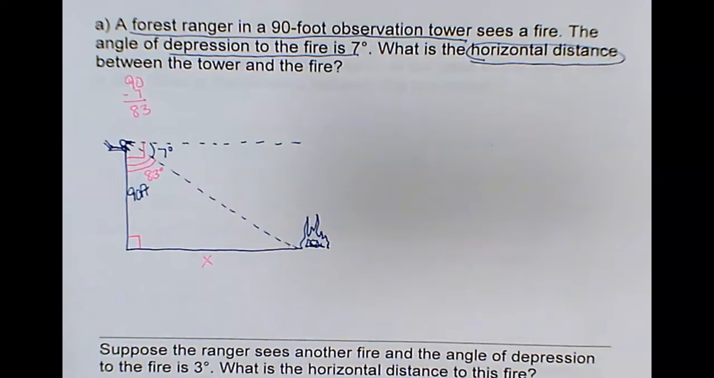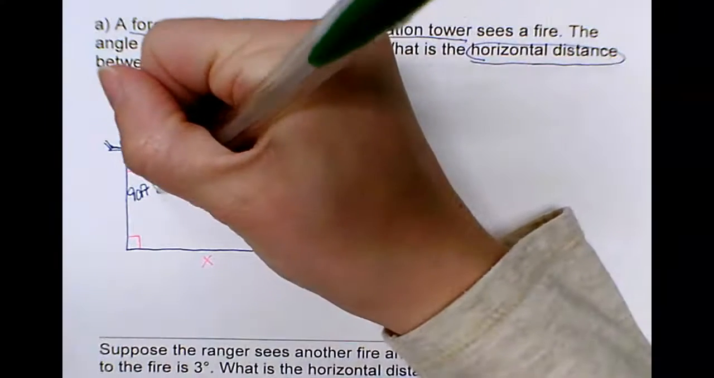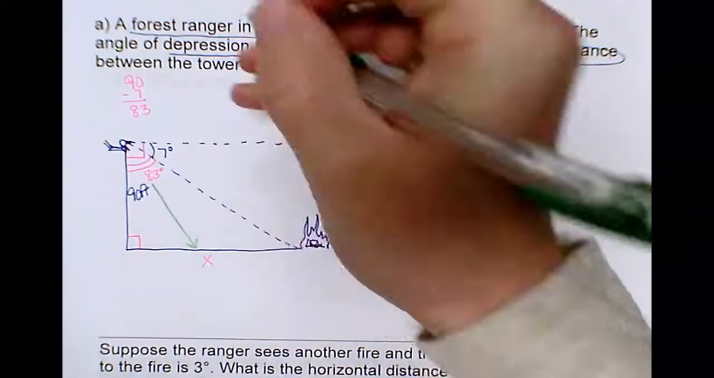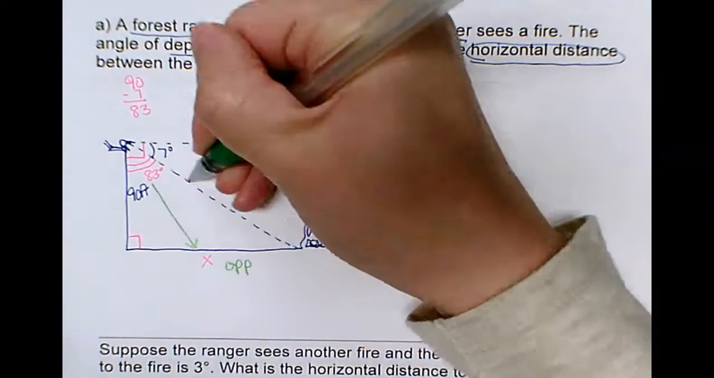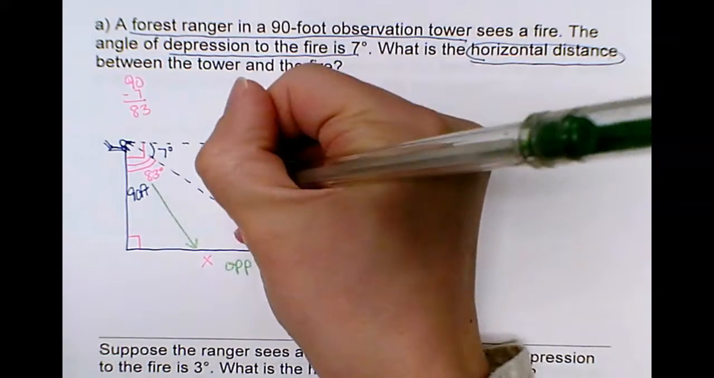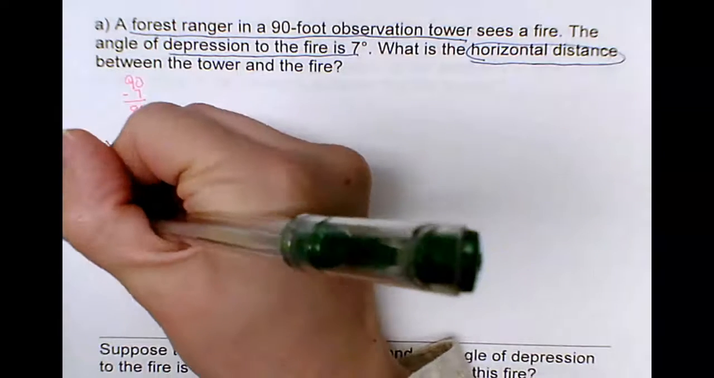So I'm going to do what I've been doing for the last few days. I'm going to take my angle and draw an arrow all the way across. I'm going to label this side the opposite side, the hypotenuse across from the right angle the hypotenuse, and then this side the adjacent side.